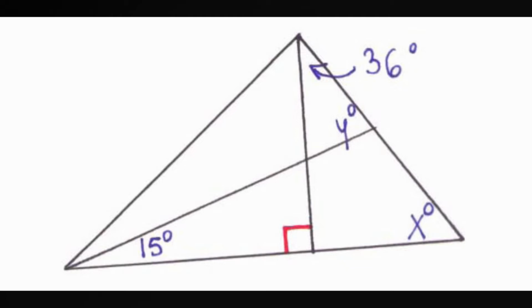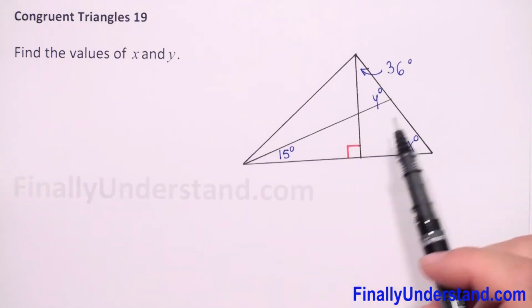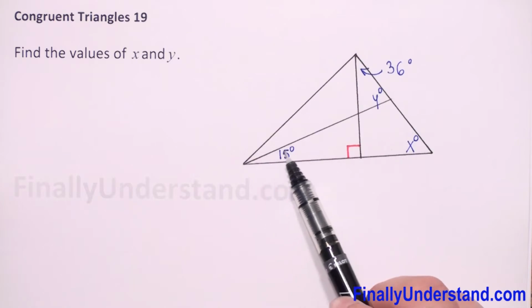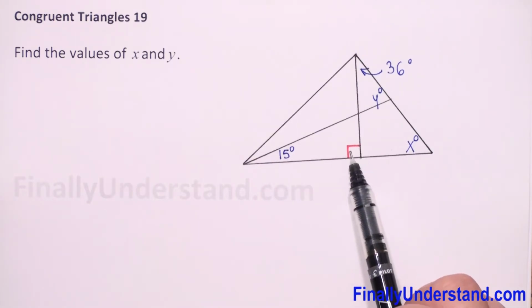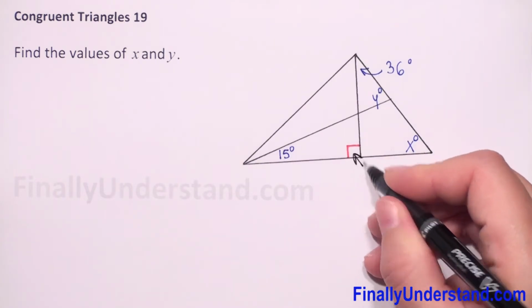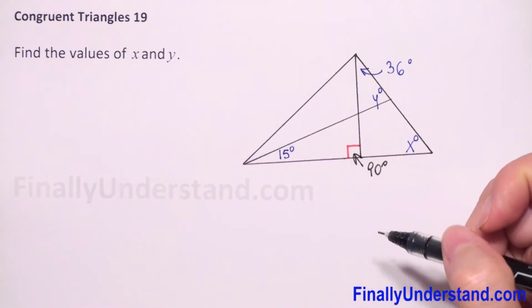We have to find values of x and y. What do we have given here? Let's look at our graph. We have here that this angle has 15 degrees. The red square tells us that this angle has 90 degrees. We have a right angle. What else?